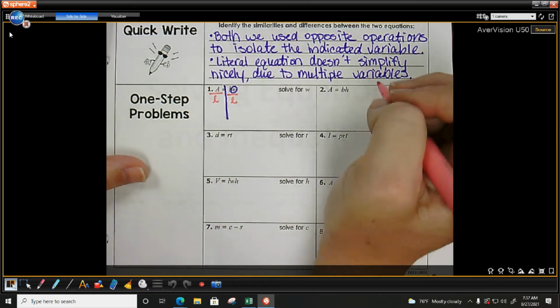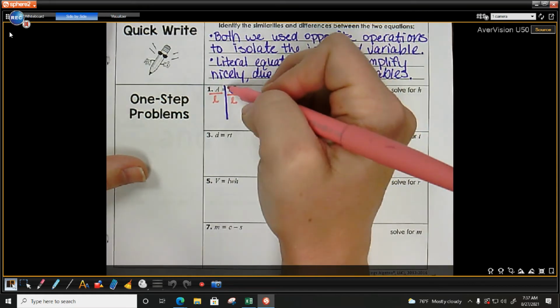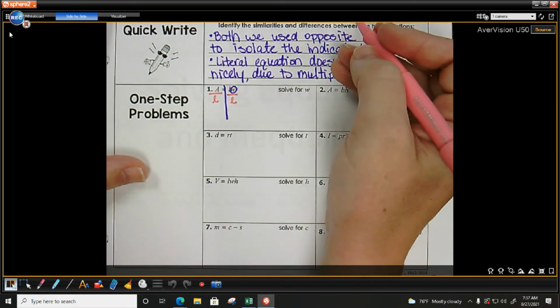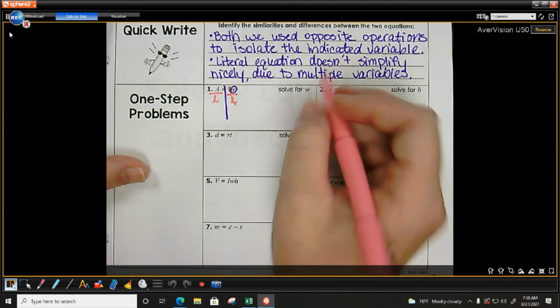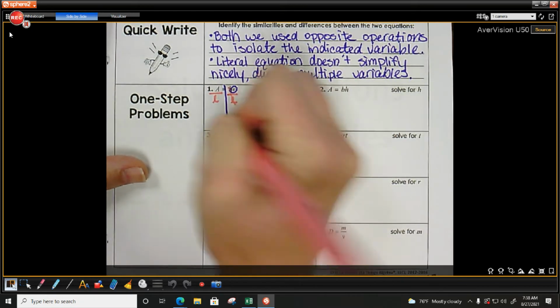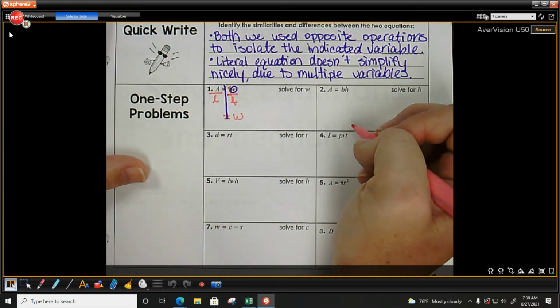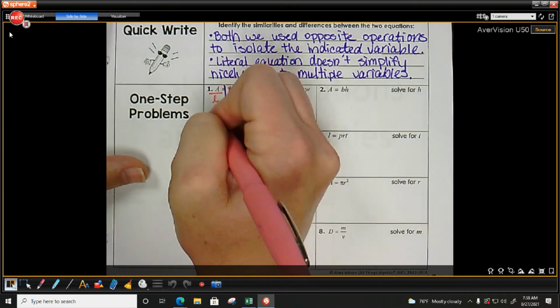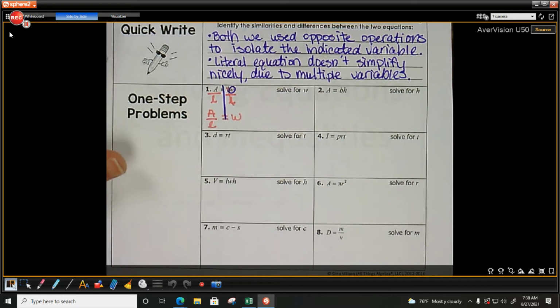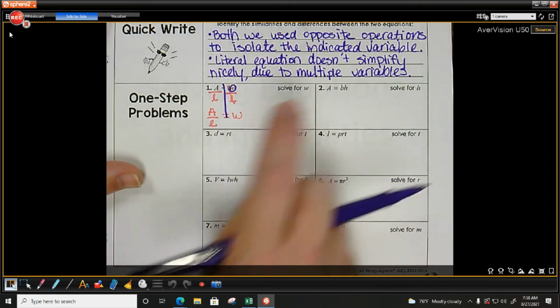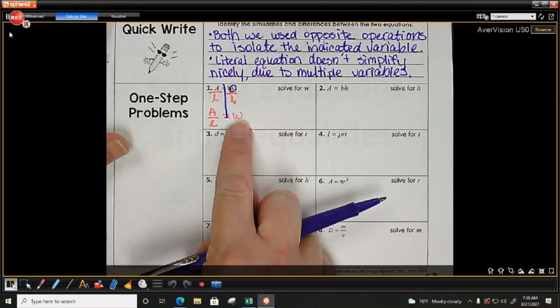I always make my L curly so it doesn't look like a 1. What's L over L? They cancel out. So what's left on the right-hand side? W equals, can you actually do A divided by L? No, so I just keep it A over L. Is my variable now all by itself that we wanted to solve for? Solve for W, is W alone? Done.